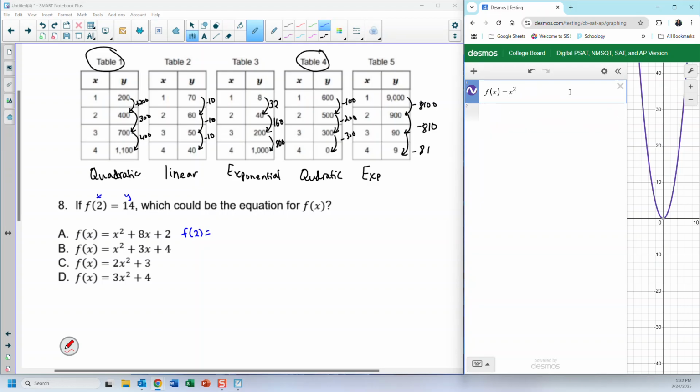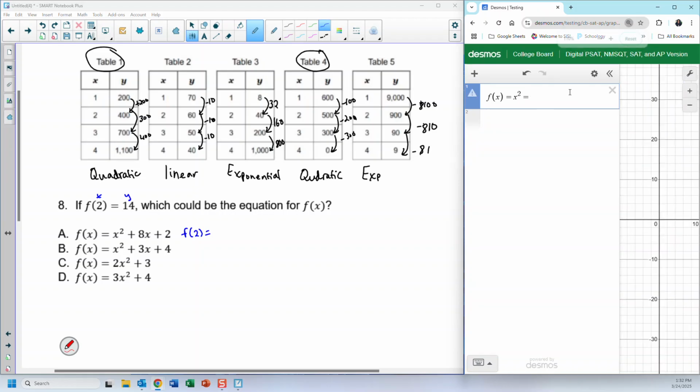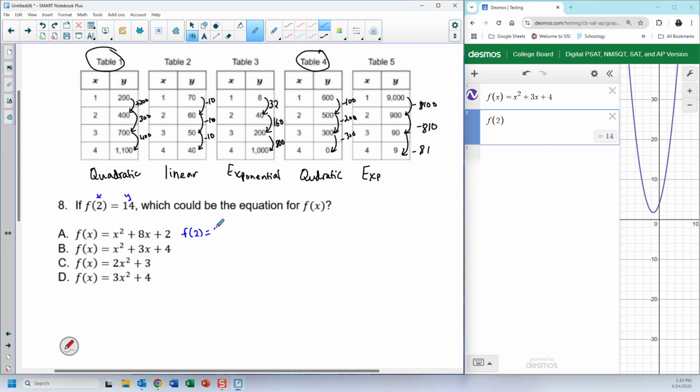f of x squared plus 3x plus 4. And then you have f of 2 is 14. There it is. So here for this one, f of 2 was 22. Here, f of 2 gave me 14.